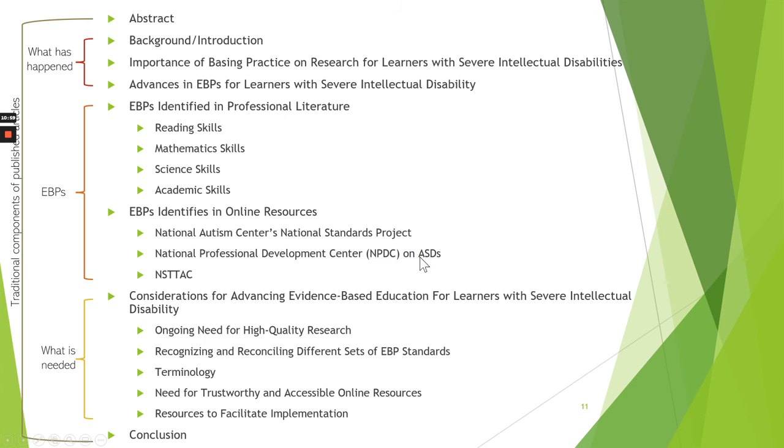Finally, they give you what is needed or the considerations needed for continuing to improve on research and evidence-based instruction for this population. With the structure in mind, you can efficiently read the article and gather the necessary information.